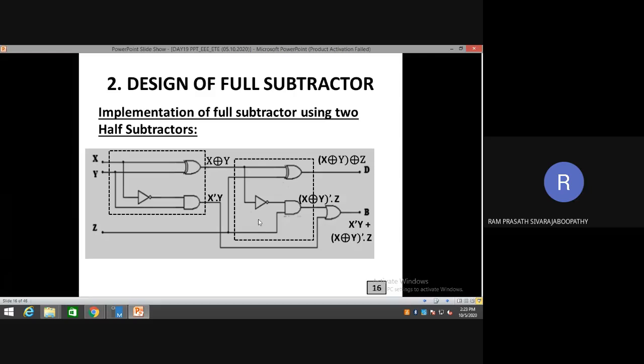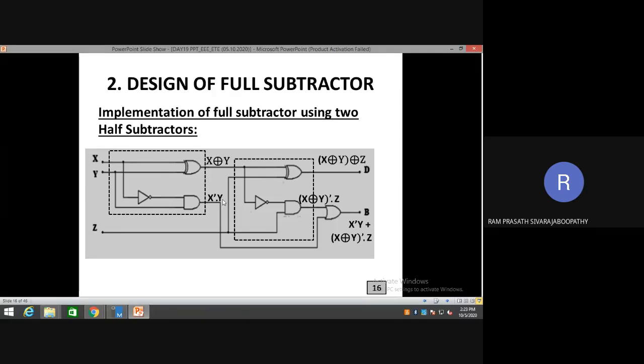Using 2 half subtractors, I have implemented the full subtractor function. Okay. So here, what expression did we get for the difference? X XOR y XOR z. So already from this half subtractor we have the expression x XOR y. From the third variable z we have taken and used one more XOR gate to find x XOR y XOR z.